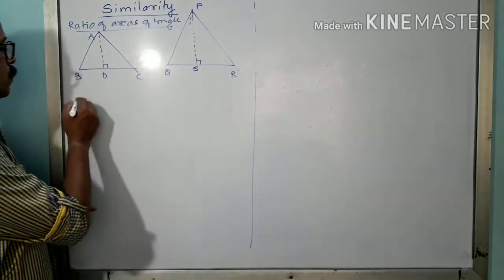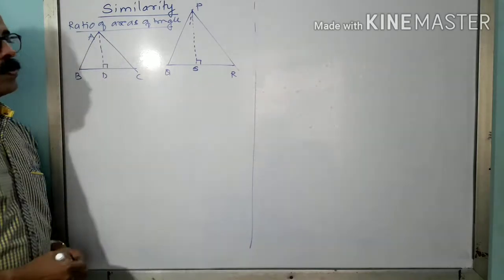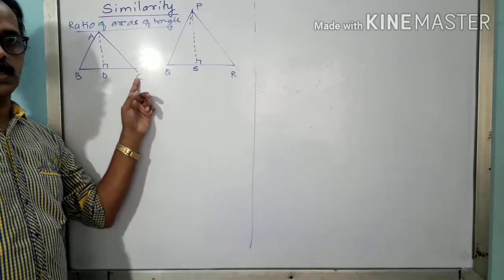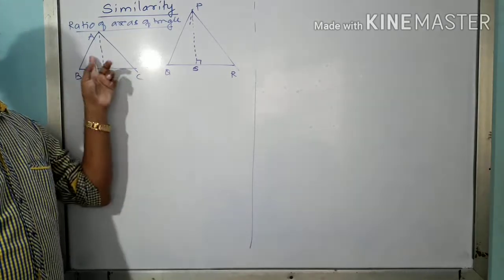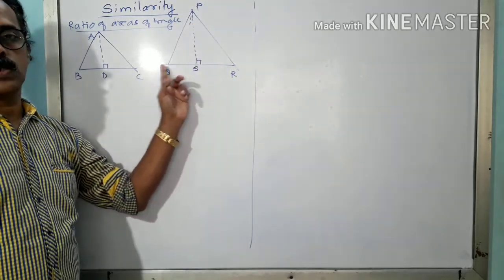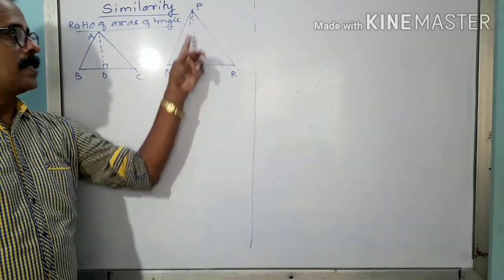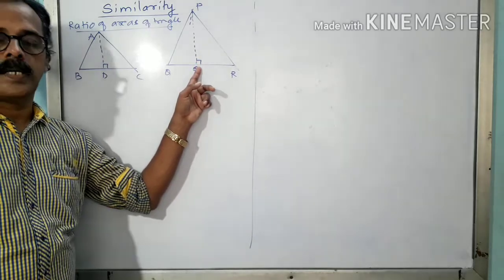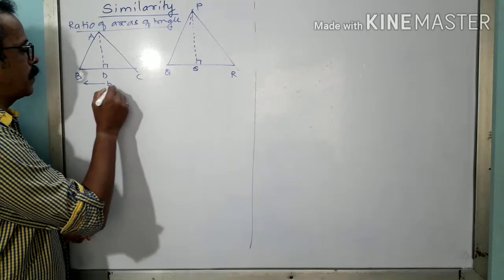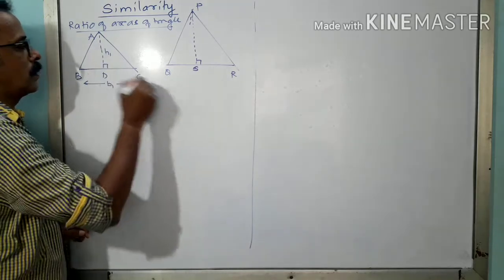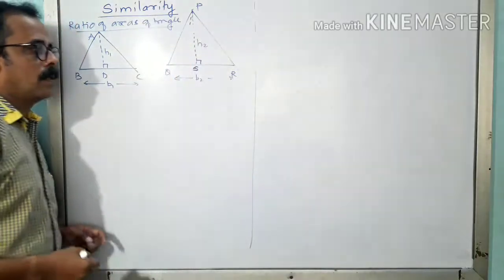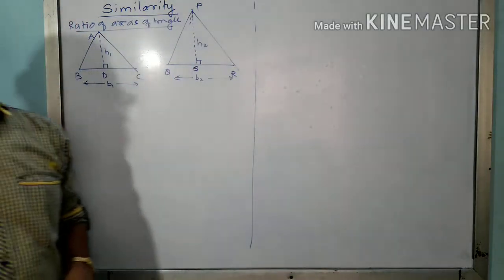Here, if you could see, I have drawn two triangles. In triangle ABC, AD is perpendicular to BC, so AD is the altitude. Similarly, in triangle PQR, PS is perpendicular to the side QR. Therefore PS is the height of that triangle. Suppose I let this BC as B1 and this as H1, and this as B2 and this as H2, then we can write the ratio of the areas of the triangles.